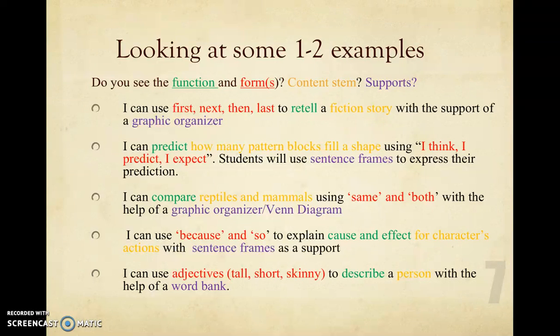In the last example, I want to point out a few things that the teacher did with the language forms. So note here, I can use adjectives, tall, short, skinny. Adjectives is the technical name of the language form, and you can certainly point this out to your students. But notice how the teacher in parentheses also put tall, short, skinny. These are the actual adjectives she's hoping they will use in the lesson. Whenever we can be more explicit like this with students in their objectives, it helps them get a better idea of the language that we are wanting them to use. You could think about writing your objectives this way.